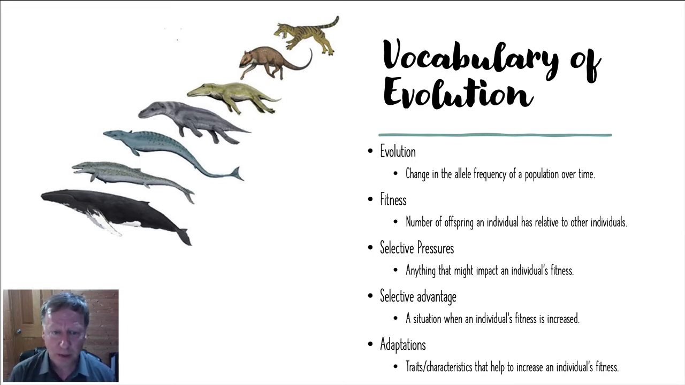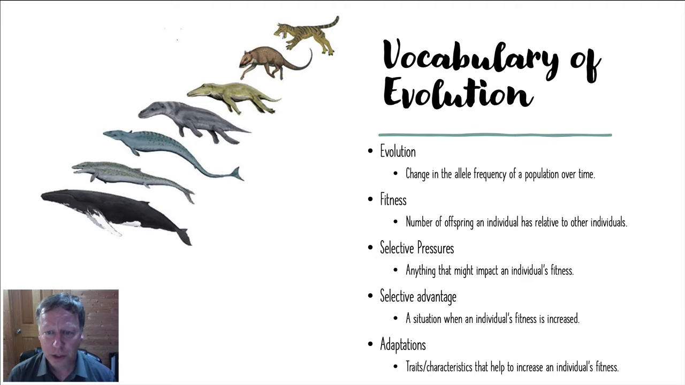However, before we talk about that, I want to remind you of some of the key terms that you need to incorporate when you talk about evolution, some of the important vocabulary. So remember, evolution is a change in the allele frequency of a population over time. When we talk about evolution, we frequently talk about fitness, the number of offspring an individual has relative to other individuals. So you can have greater or lesser or equal fitness to another individual.